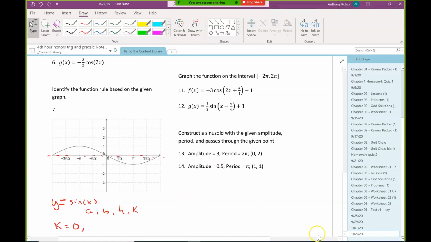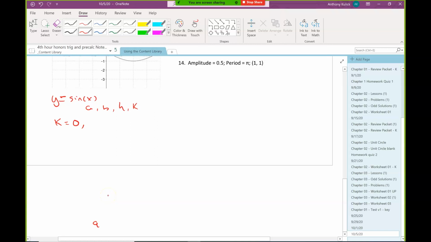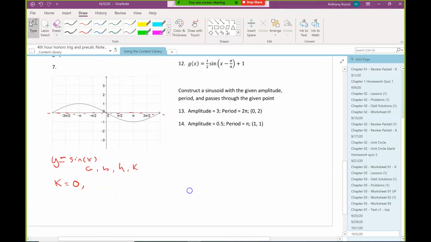So the k should be easy to notice. What's the value for a? Okay, we'll make a decision as to which one we want it to be in a second.